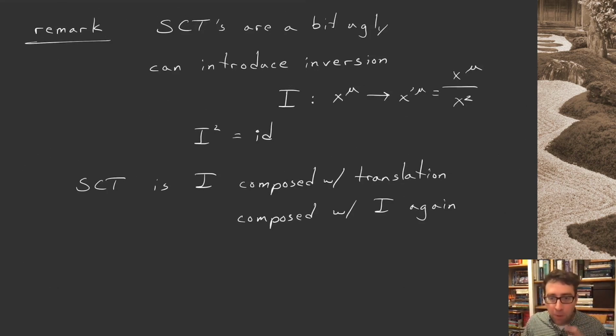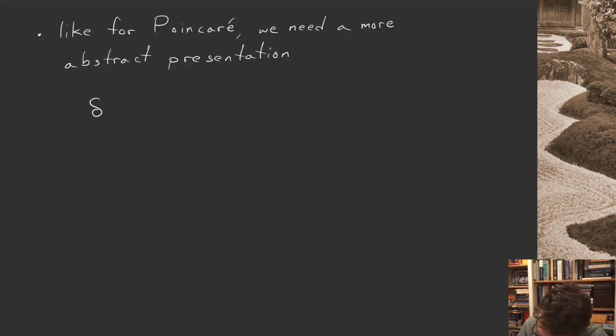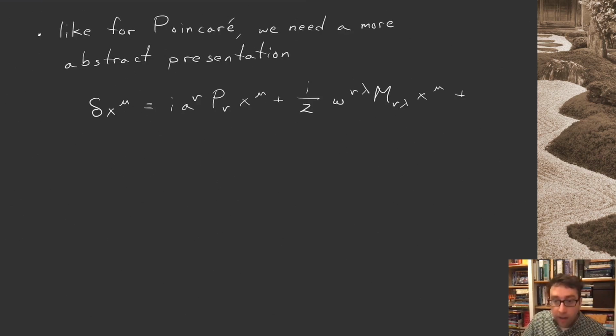Okay, let's keep going. Like for Poincaré, we need a more abstract presentation. Remember, for Poincaré, the change in the space-time coordinate was given by acting with momenta plus acting with Lorentz. Now, since this is not just Poincaré but Poincaré plus conformal, I also have to act with the special conformal transformations, the Ks. People usually use the letter K. And then also the scale transformations, for which people often use the capital letter D for dilatation.